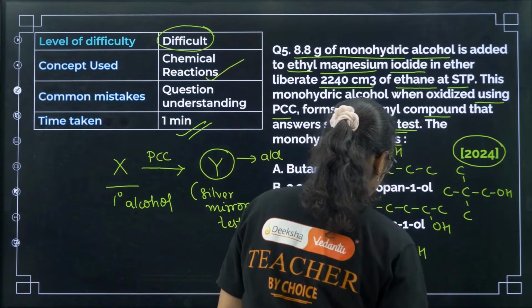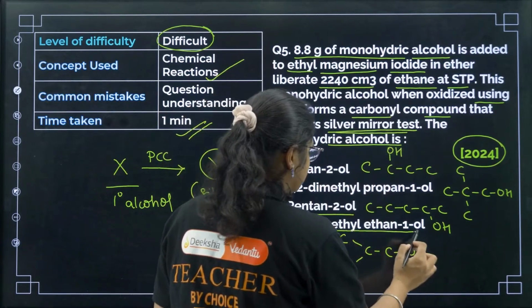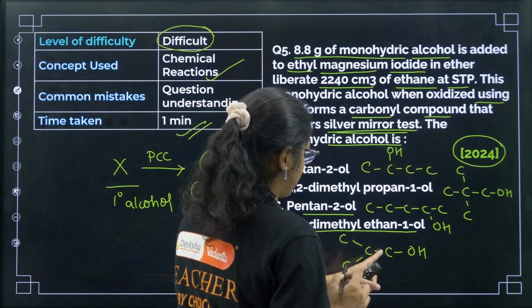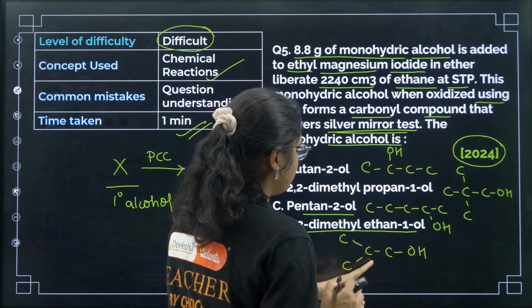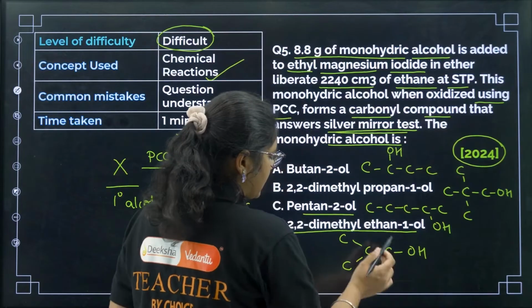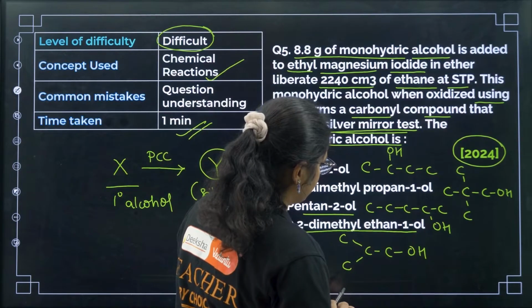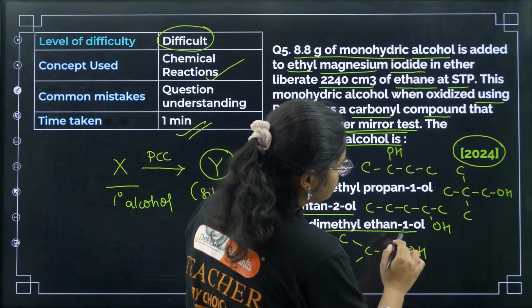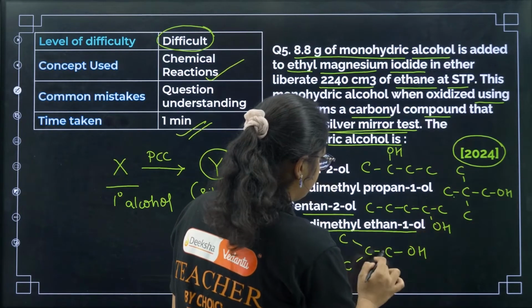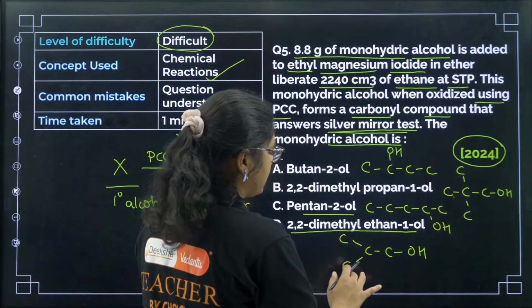2,2-dimethyl ethane 1-ol. Actually, this name is incorrect. It should be 2-methyl propane 1-ol, the correct IUPAC name, but fine, this structure is given to us. 1, 2, 3, 4, 5; 1, 2, 3, 4. 2,2-dimethyl ethane 1-ol.